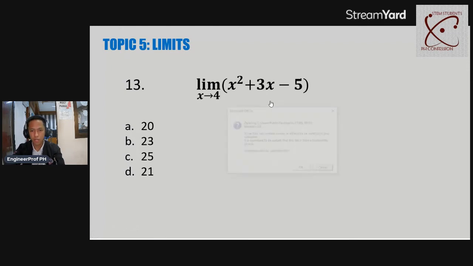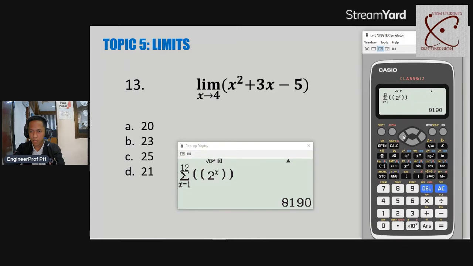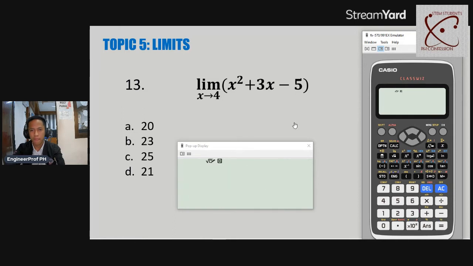Okay, so open natin si calculator. After topic by topic, we will clear the calculator. So shift, clear, initialize all, then equals. Okay, so limit, input lang natin directly si equation. So that is alpha x squared plus 3x, so 3 alpha x minus 5. Okay, so we can solve this using substitution.